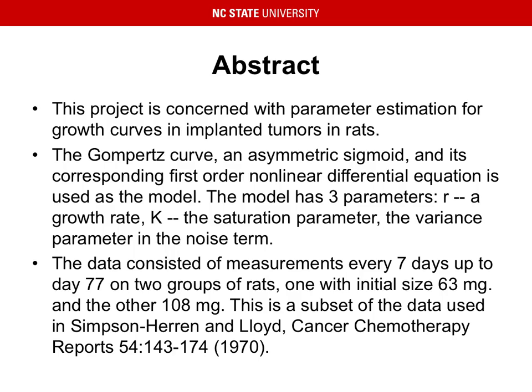Our project is concerned with parameter estimation for growth curves in implanted tumors in rats. The Gompertz curve, which will be introduced later, is used as the model with three parameters: R, the growth rate, K, the saturation parameter, and the variance parameter. The datasets are from the classical paper of Simpson, Heron, and Lloyd, and the data consists of measurements every 7 days up to day 77 on two groups of rats, one with the initial size 63 milligrams and the other 108.